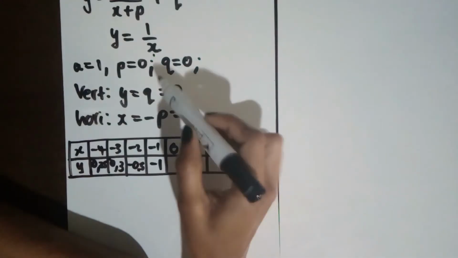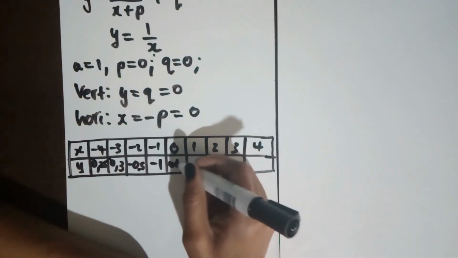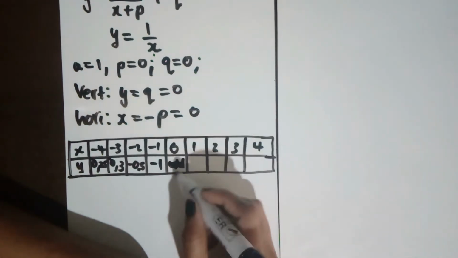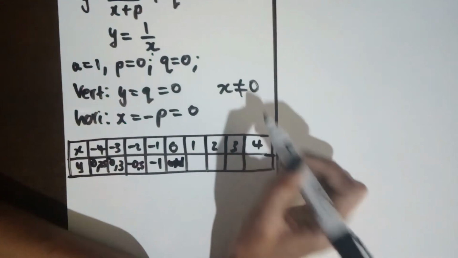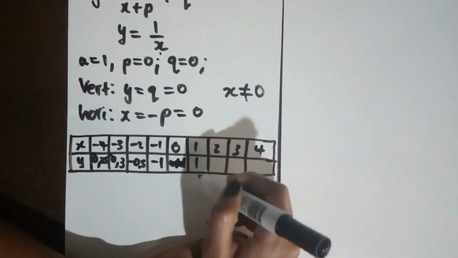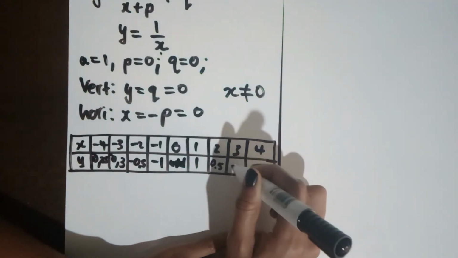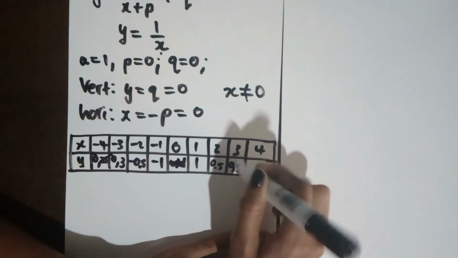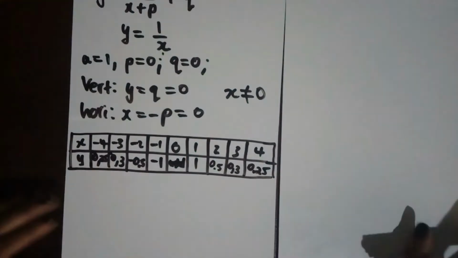And then if x is 0, you can't divide by 0, so it's going to be undefined. Remember, x cannot be 0. You cannot divide by 0, right? And then if x is 1, it's just going to be 1. 0.5 if x is 2, 0.3 if x is 3, and then 0.25 if x is 4, right?